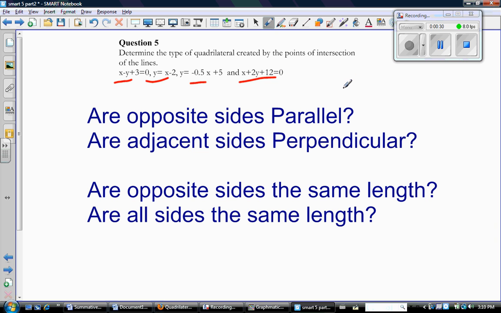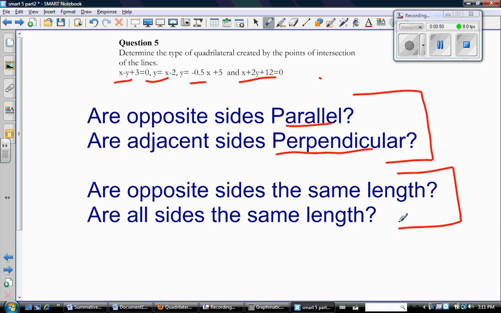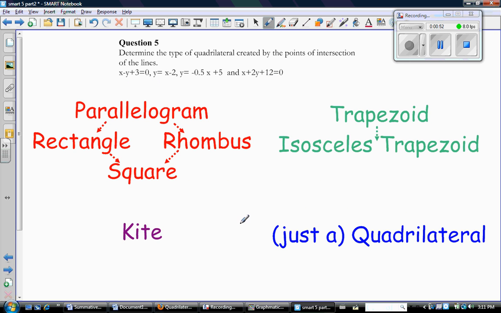So we started by discussing how you identify quadrilaterals. And we said, well, you have to look at sides being parallel. You have to look for perpendicular sides. So parallel and perpendicular, so we had to look at slopes. We also had to look, were opposite sides the same length? Were all sides the same length? So we also had to look at length. And we had discussed the fact that these were the possible quadrilaterals.